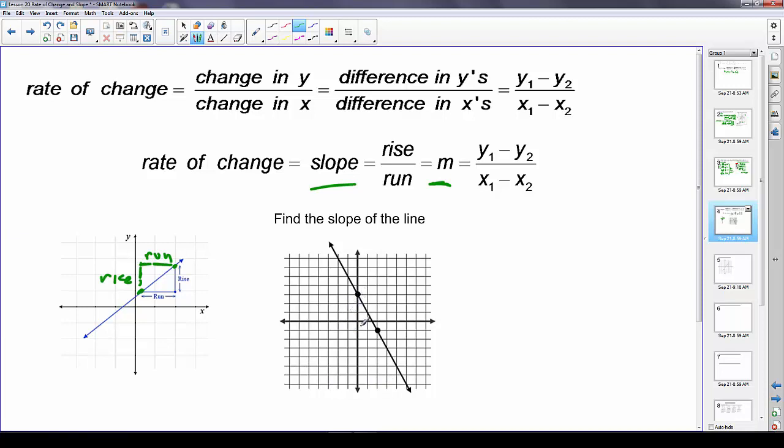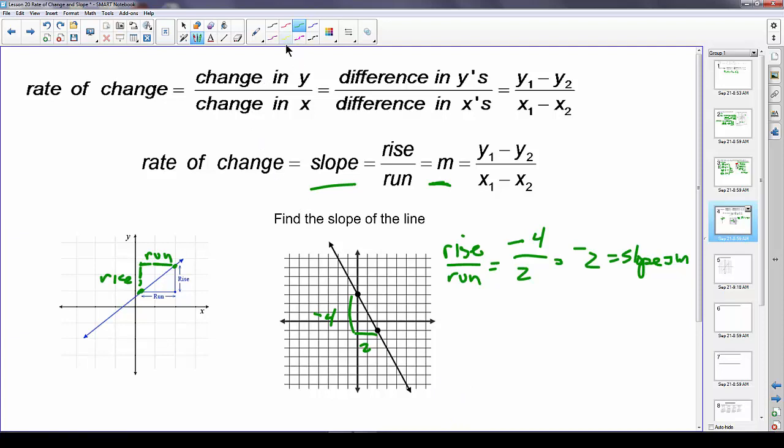Start from this point here, and to get down to this point, I go down, and then I go over. Count how much you go each way. 1, 2, 3, 4 down, and I go 1, 2 over. So if I go the rise over the run, since I went down, that's a negative, and over in a positive direction gives me a slope, or an m value of -2.